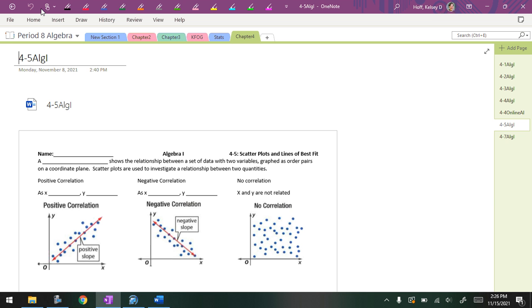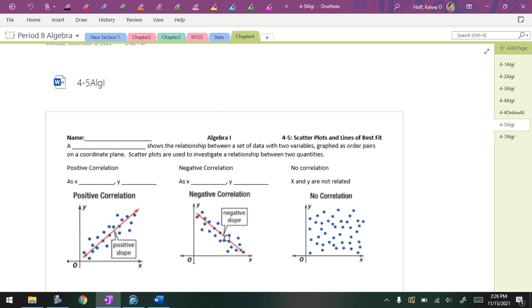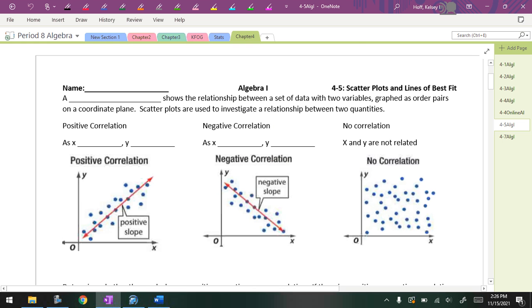Today, you're going to see some things that we've already actually talked about, and then how it connects to what we've been doing with linear equations. So we're going to bounce back to scatter plots, which we've already talked about. So a scatter plot shows the relationship between a set of data with 2 variables, graphed as ordered pairs on a coordinate plane. Scatter plots are used to investigate the relationship between 2 quantities.